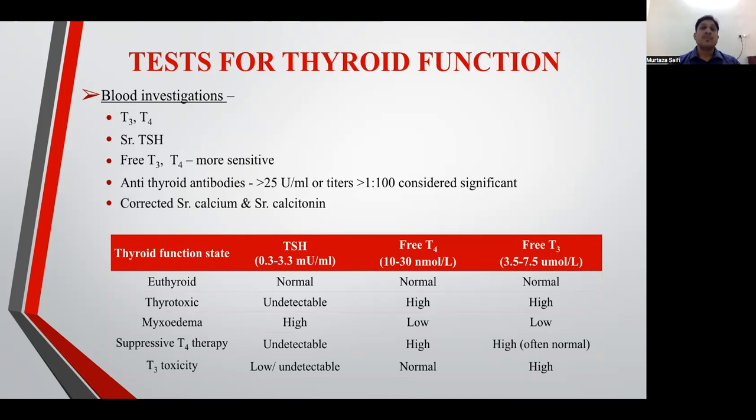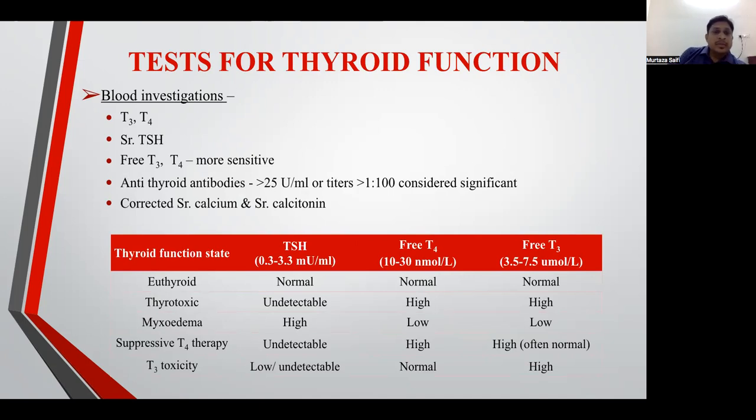Then there are tests for thyroid function, the blood investigations. Definitely, you have to go for T3 and T4, serum TSH, thyroid stimulating hormone level, like free T3, T4. These are more sensitive. When there are anti-thyroid antibodies, more than 25 units per ml or titers more than 100 are considered significant. Then corrected serum calcium and serum calcitonin levels.